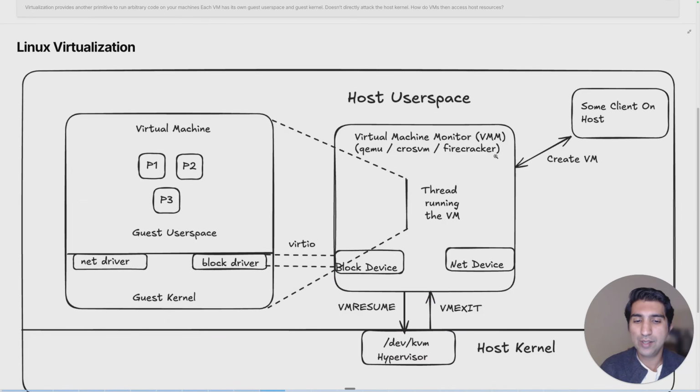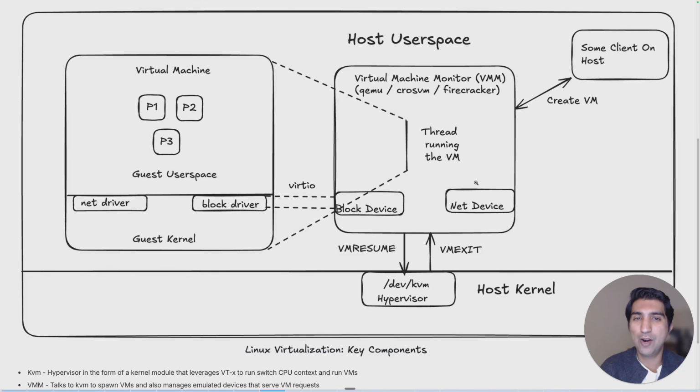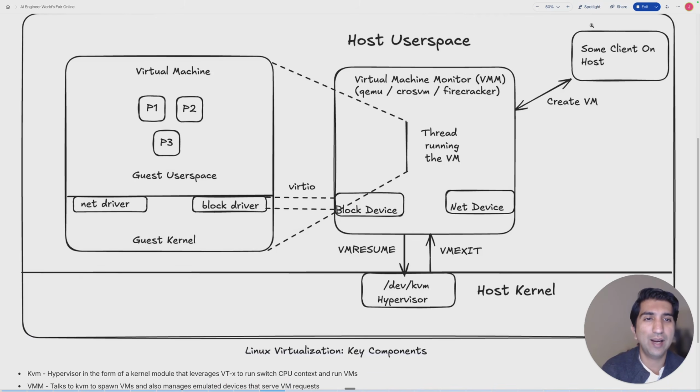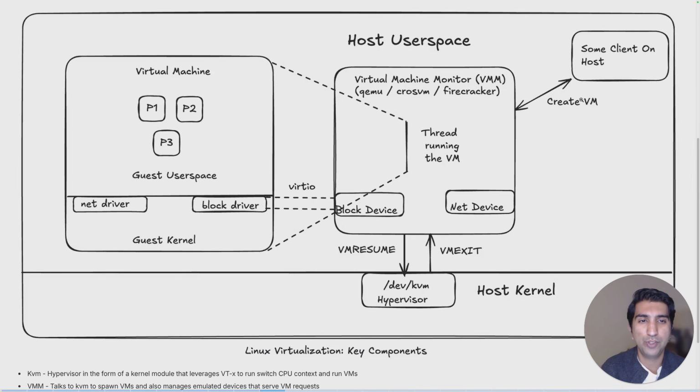As you can see, this is a more fleshed out diagram of Linux virtualization. Let me go over the main parts here. On the right hand side, there's some client that wants to spawn a virtual machine. And the main actor here is this process called the VMM, the virtual machine monitor. You might have heard of QEMU, CrossVM, or Firecracker. The main process here is the VMM.